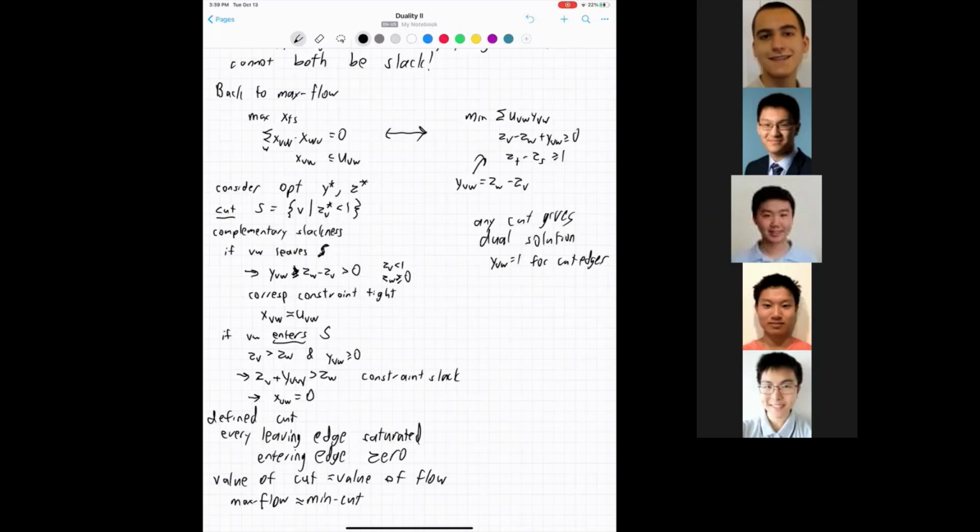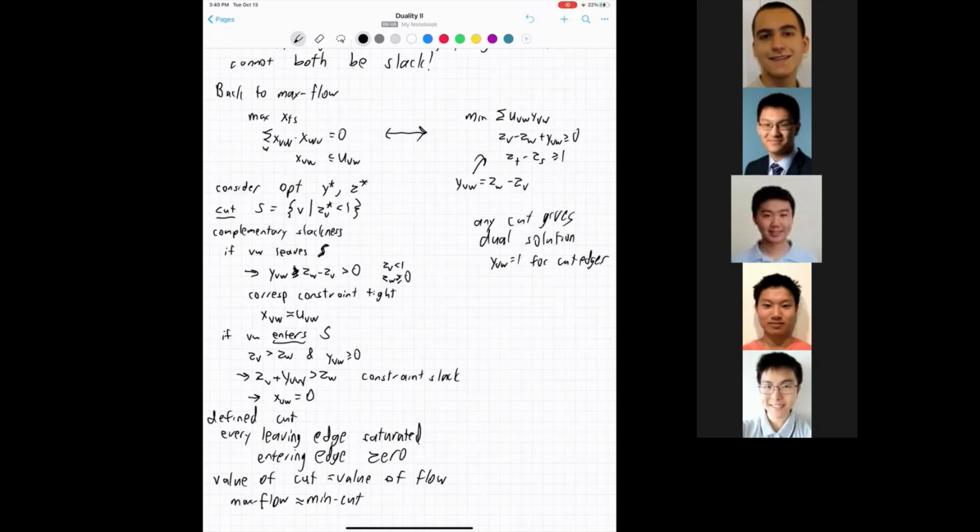On the other hand, if an edge is entering the cut, that means that V has distance greater than or equal to 1 and W has distance less than 1. And that tells you that the constraint is slack, which means that the corresponding dual variable has to be 0. So I conclude that every edge leaving this cut I defined is saturated, and every edge entering this cut is 0. And that tells us that the value of the cut is equal to the value of the flow, just by basic flow conservation, right? Because all the flow has to get out and none of it can come back.